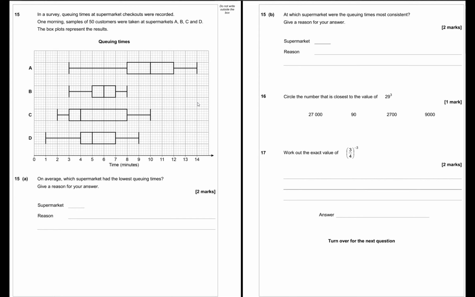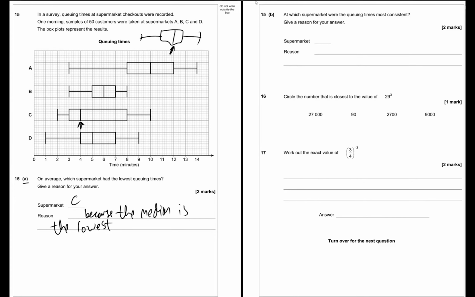Okay, question 15. In a survey, queuing times at supermarket checkouts were recorded. One morning, samples of 50 customers were taken at supermarkets A, B, C, and D, and the box plots represent this data. It says, on average, which supermarket had the lowest queuing times? Give a reason for your answer. For the lowest, we're going to use the median. The median is the line in the middle of your box plot. Which one has the lowest median? It's going to be this one here, isn't it? So that's going to be supermarket C, and your reason is because the median is the lowest.